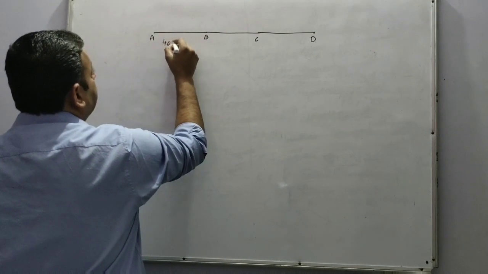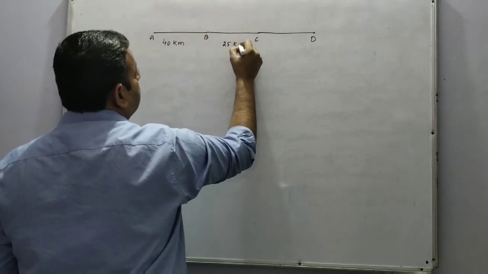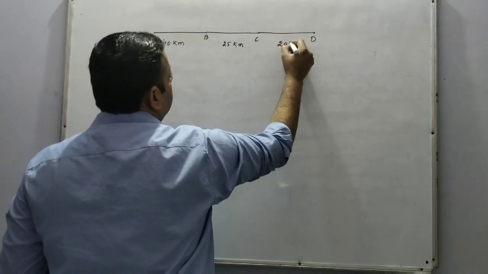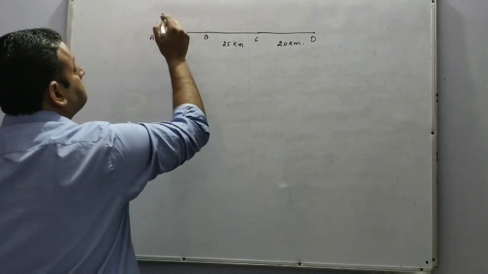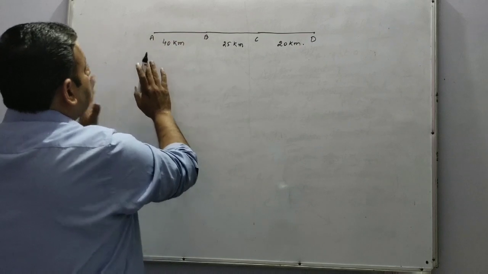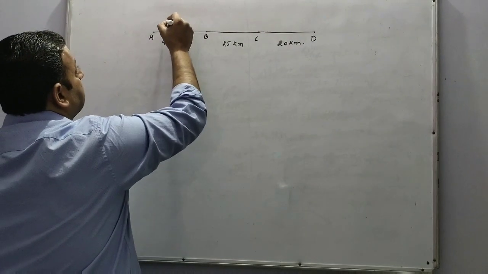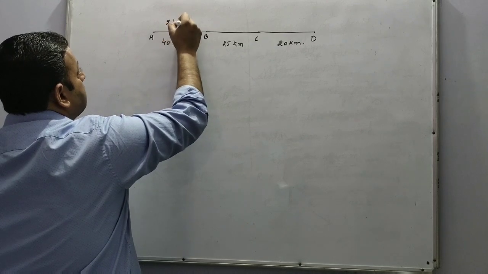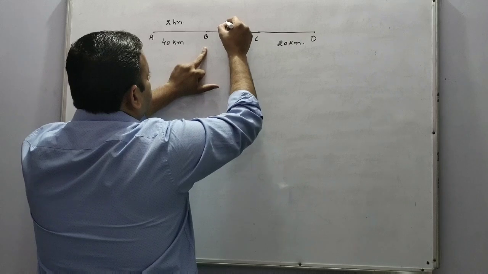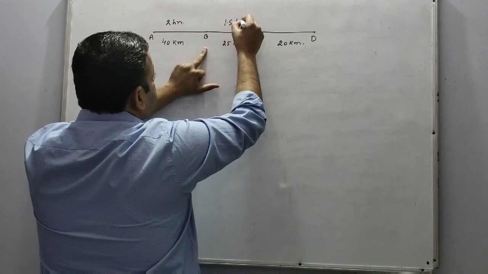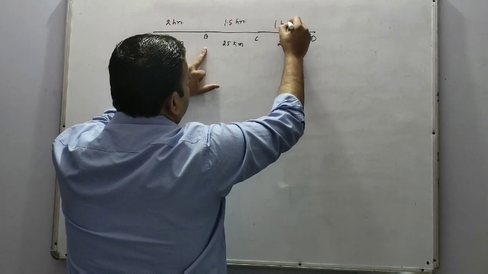It is 40 kilometer, 25 kilometer, 20 kilometer and from moving A to B, a person has taken the time of 2 hours. Then from B to C, he took 1.5 hours. And from C to D, he took 1 hour.